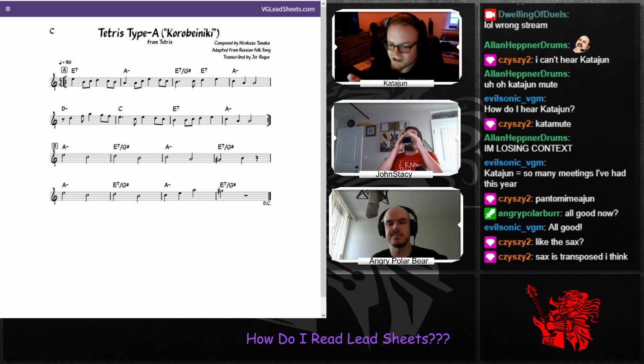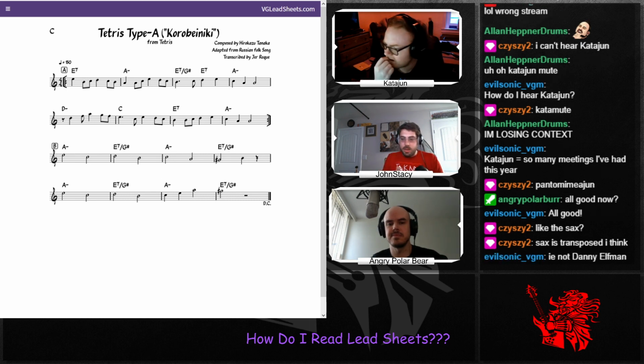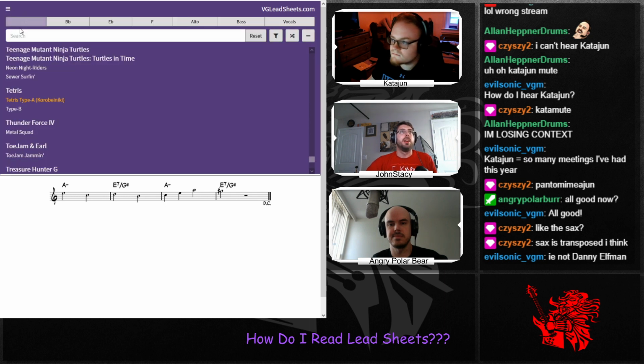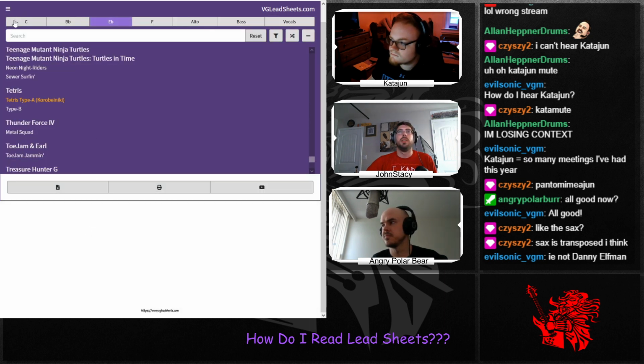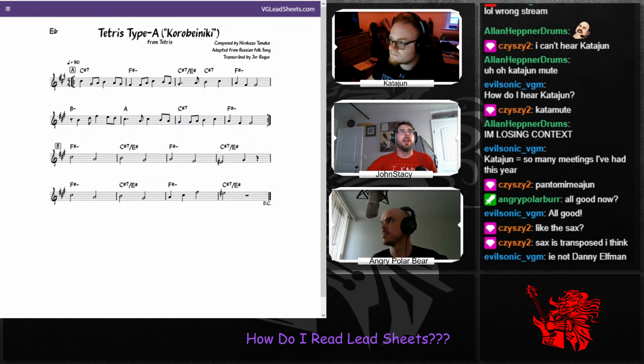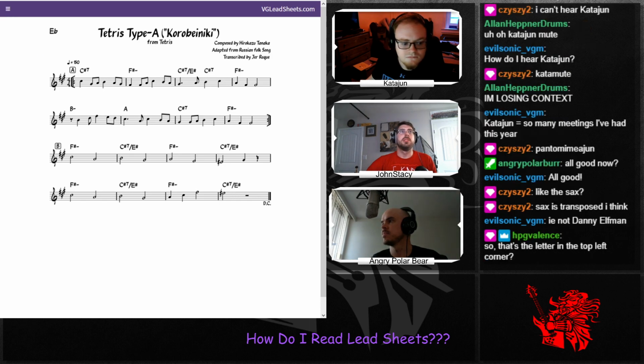Is the saxophone transposed? There's a question about that. Yes, saxophone is transposed. It depends on the saxophone. Alto and baritone are in E flat, so you pick the E flat one. Tenor and soprano are in B flat. Trumpet is in B flat. French horn is in F, which is the key that rules the world.